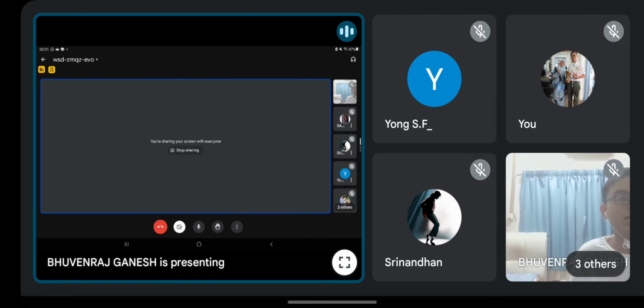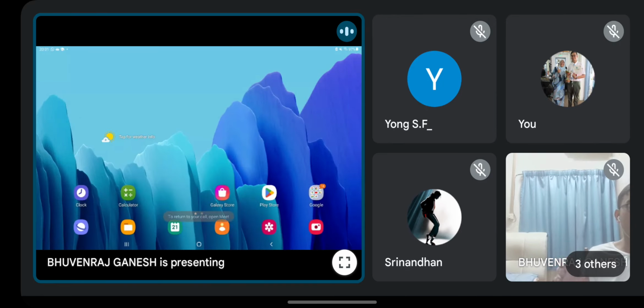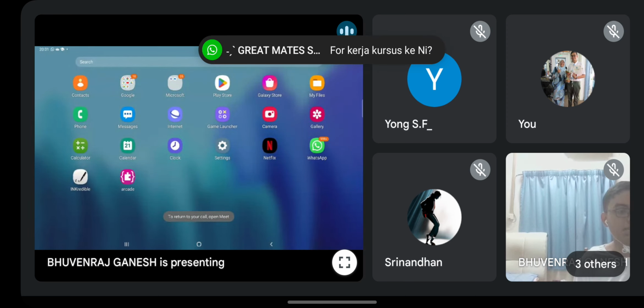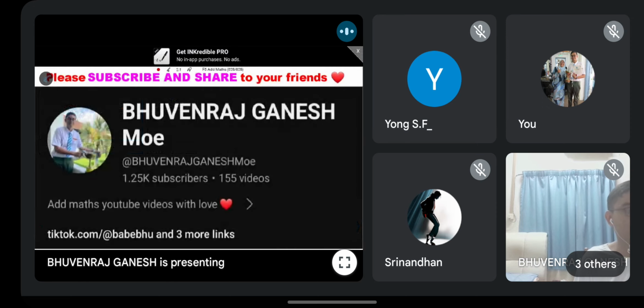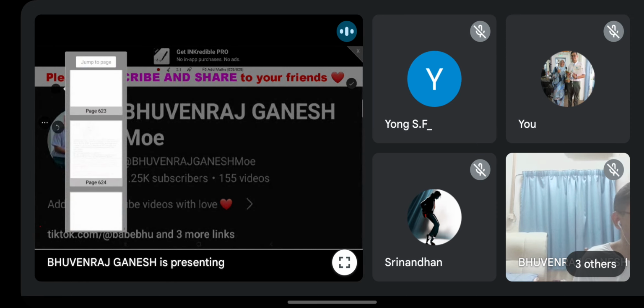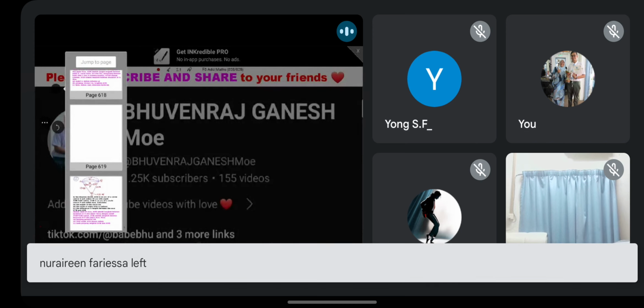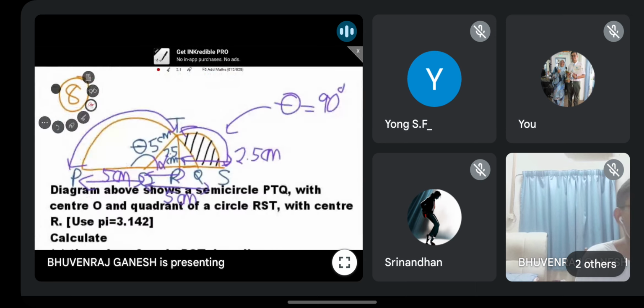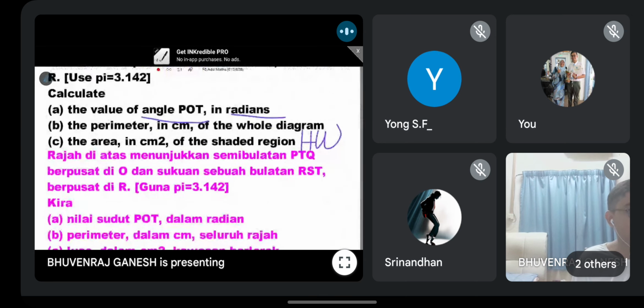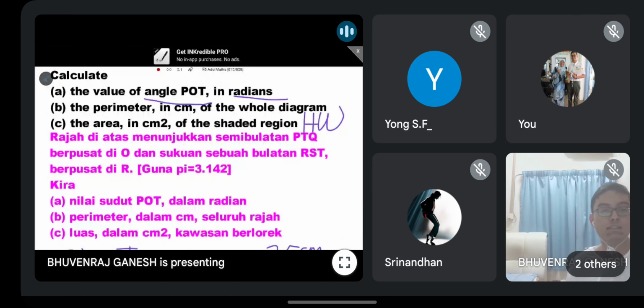Okay, so today basically what we're going to cover is application questions, soalan aplikasi harian, related to circular measure. So let us see. Where we stopped last week, we stopped at question 8. Last week we didn't discuss part C yet.